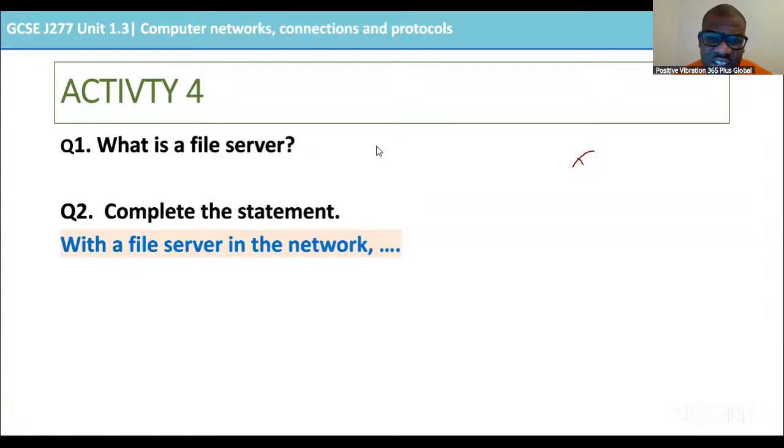Good, with a file server network, all data is stored appropriately and safely. You need something else. Missing a keyword. Because when I have a flash drive, it still saves appropriately, and it's still safe to an extent. All right? So it needs something else. Put some flesh on that.